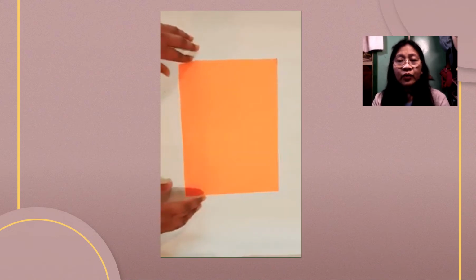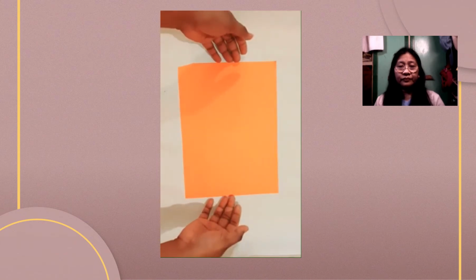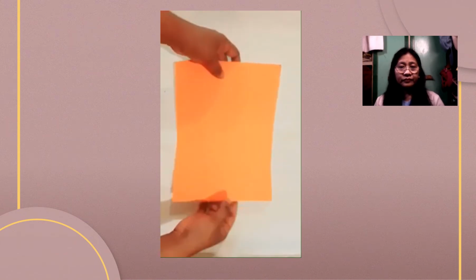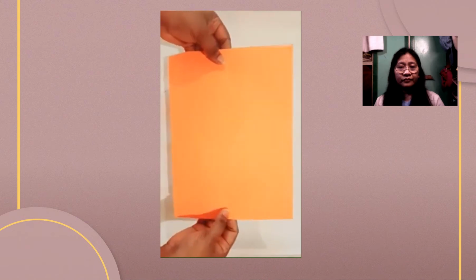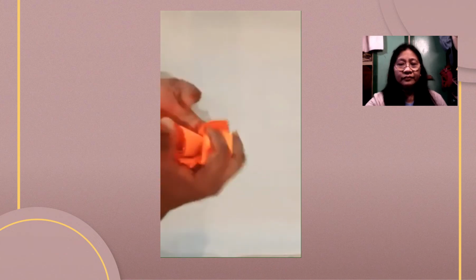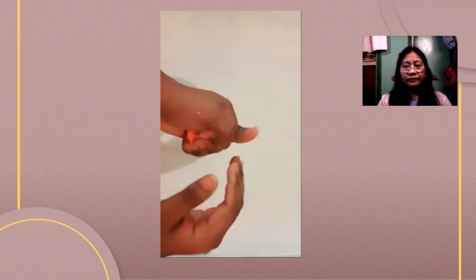Hello students, today you will watch a short video clip. We are going to observe how forces can change the shape or size of an object. Here I have a piece of paper. I am going to attempt to crumple this paper into the smallest possible ball. Can you guess which force I am applying to crumple the paper?